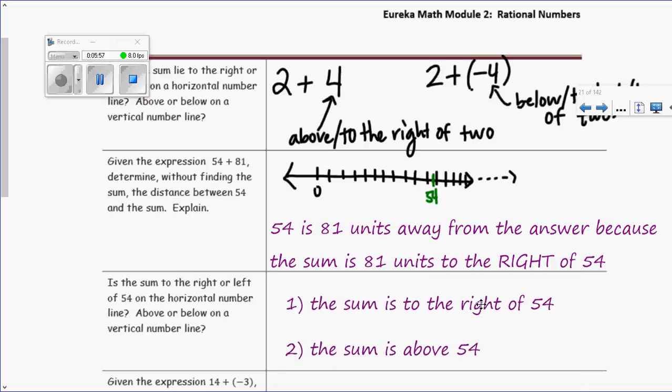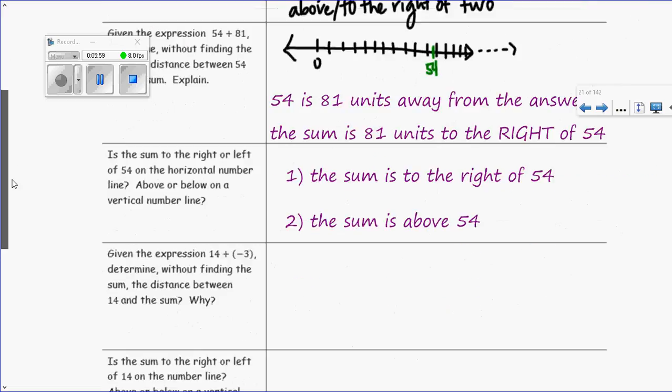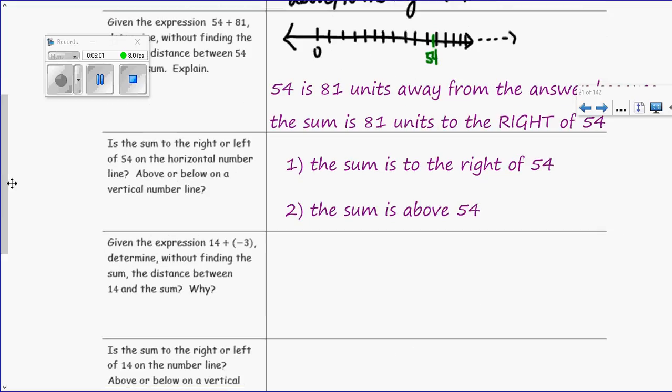Because I'm adding 81, it's positive. Okay, how about the expression 14 plus negative 3? Without finding the sum, so just picturing it, is the distance between 14 and the sum. So how far away is the answer from 14? That's really what it's saying.